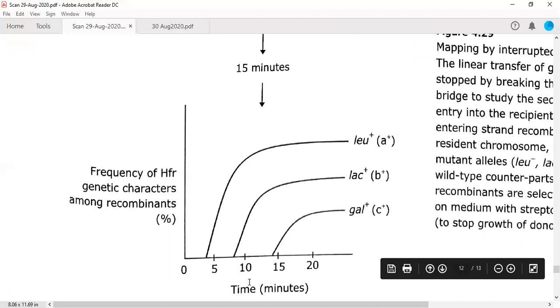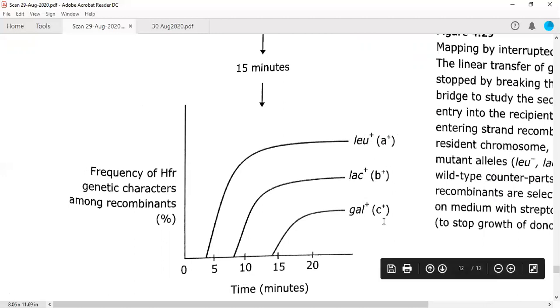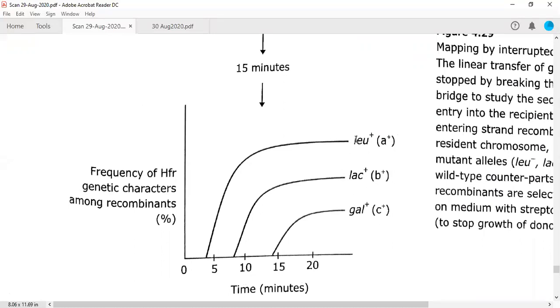But if you do not have the time factor, you can note the number of genes which are different. For example, A is some leucine synthesis gene, B is some lactose metabolizing gene, C is some galactose fermentation gene. So you can note the genes and their phenotypes. Different bacterial cells may have leucine but not lactose or galactose, so you will write A plus, B minus, C minus.